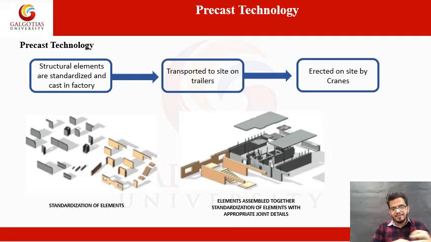So the standardization of elements and the erection of those components on the site are the two important steps in a prefabrication technology. The coding has to be done in a very proper manner so that no component can be misplaced at the time of the erection of the components on the site.